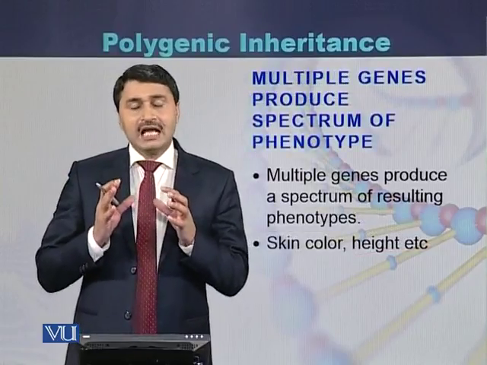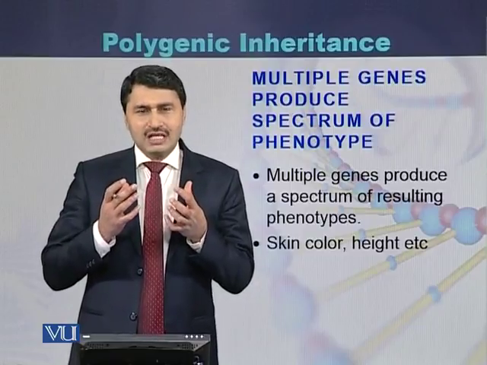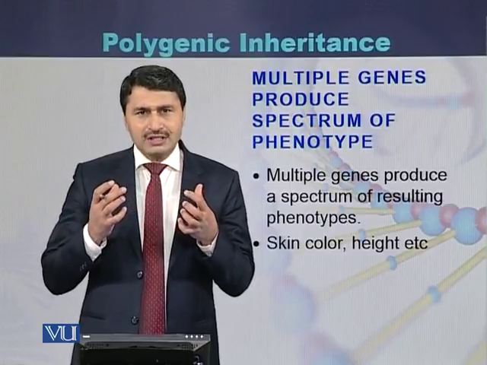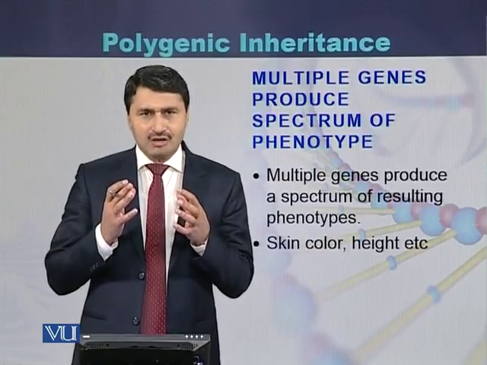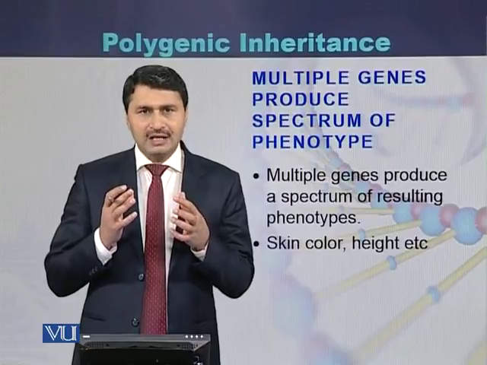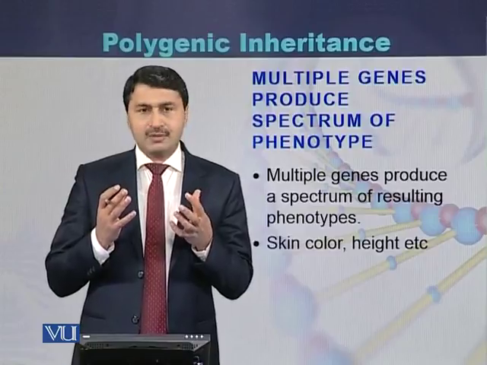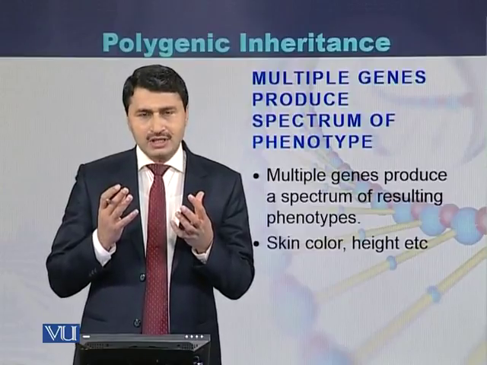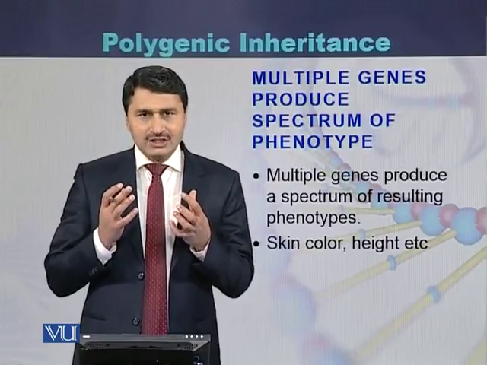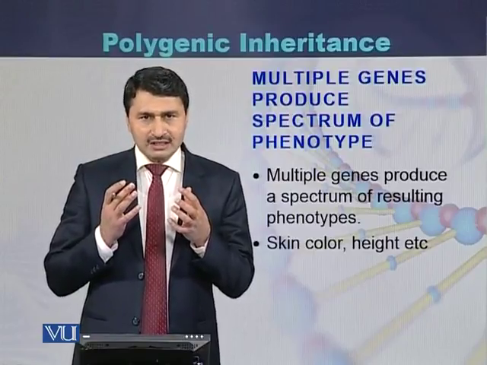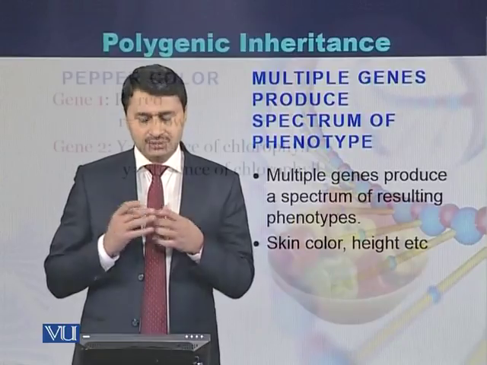Multiple genes can produce a spectrum of variations, because the multiple genes each have a certain effect on the production of the traits or the phenotype. The best examples of polygenic inheritance are skin color in humans or eye color in humans, because more than one gene contributes to skin color in humans, and the same is true of other polygenic traits.